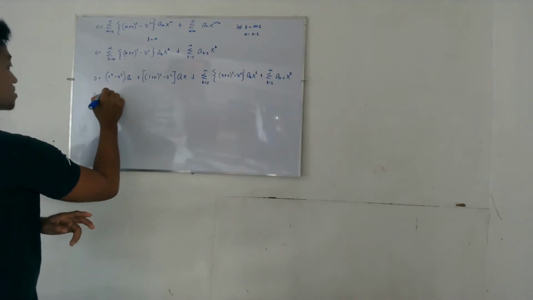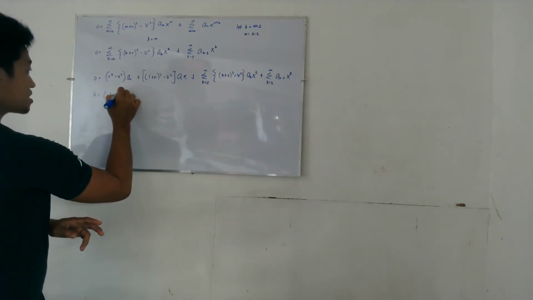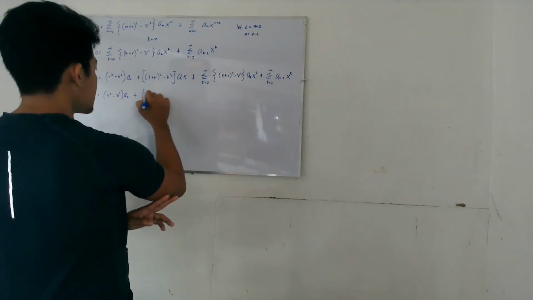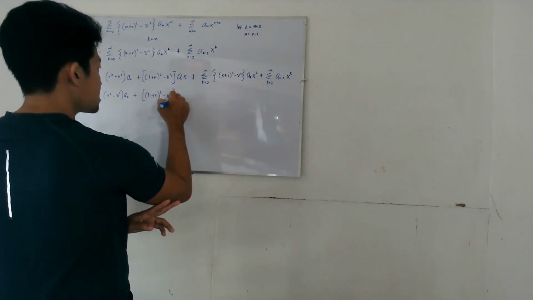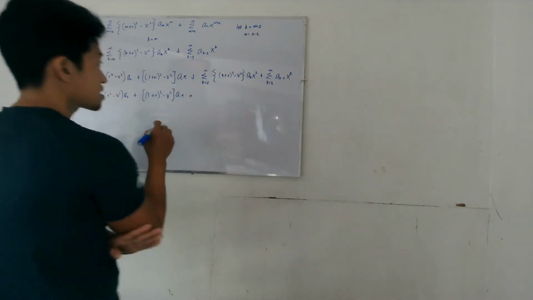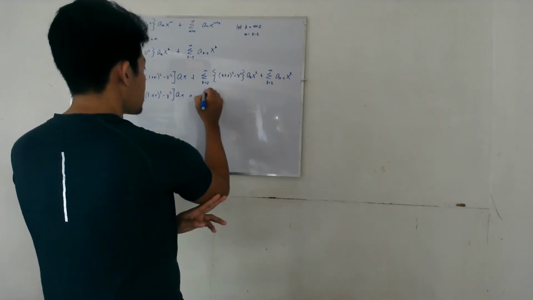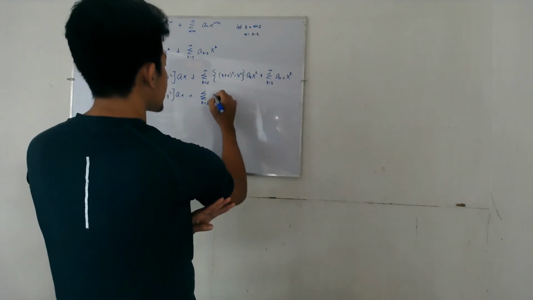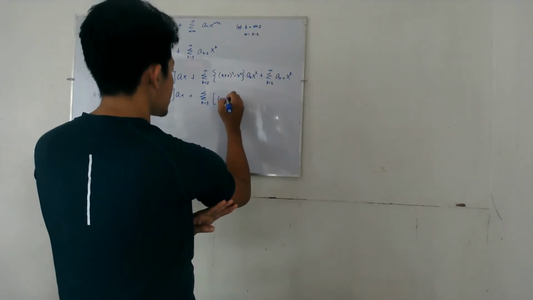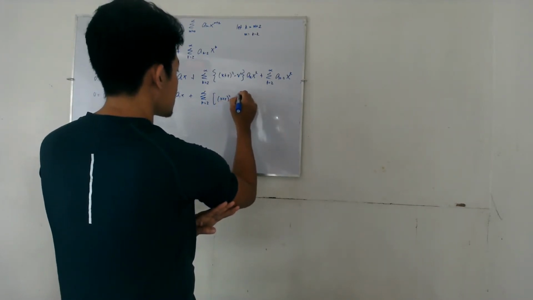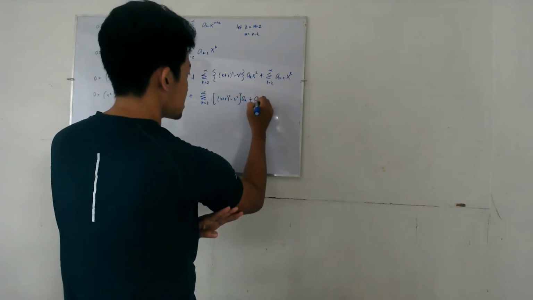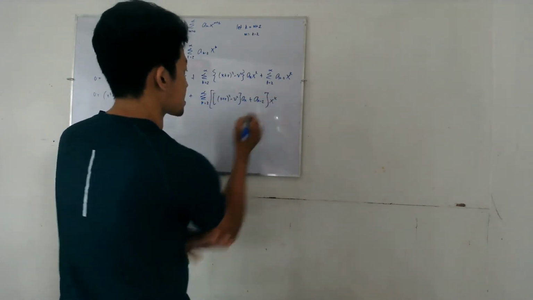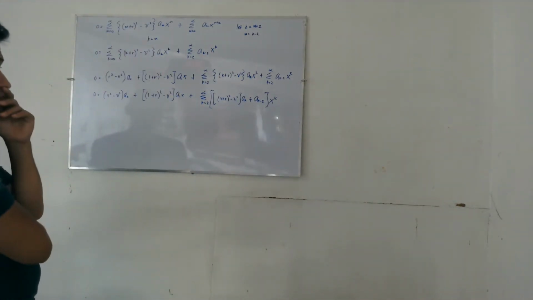We combine. So r squared minus mu squared a naught plus (1 plus r) squared minus mu squared a1 x plus summation of k equal to 2 to infinity of (k plus r) squared minus mu squared a sub k plus a sub k minus 2, times x to the k. Okay?